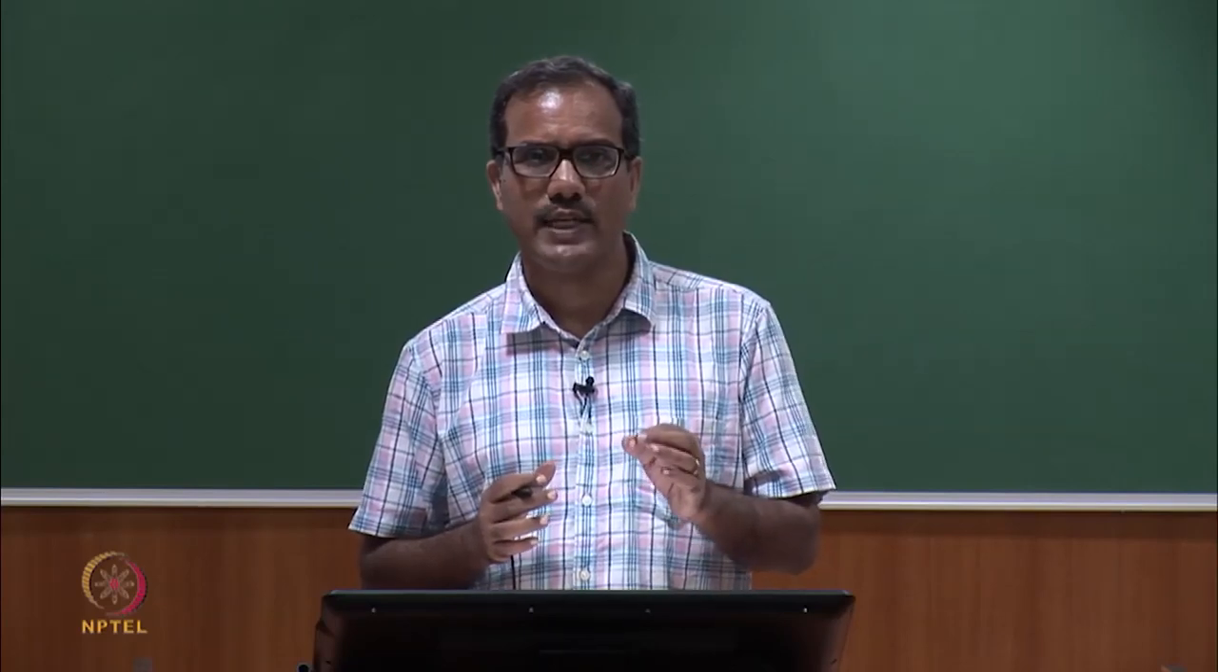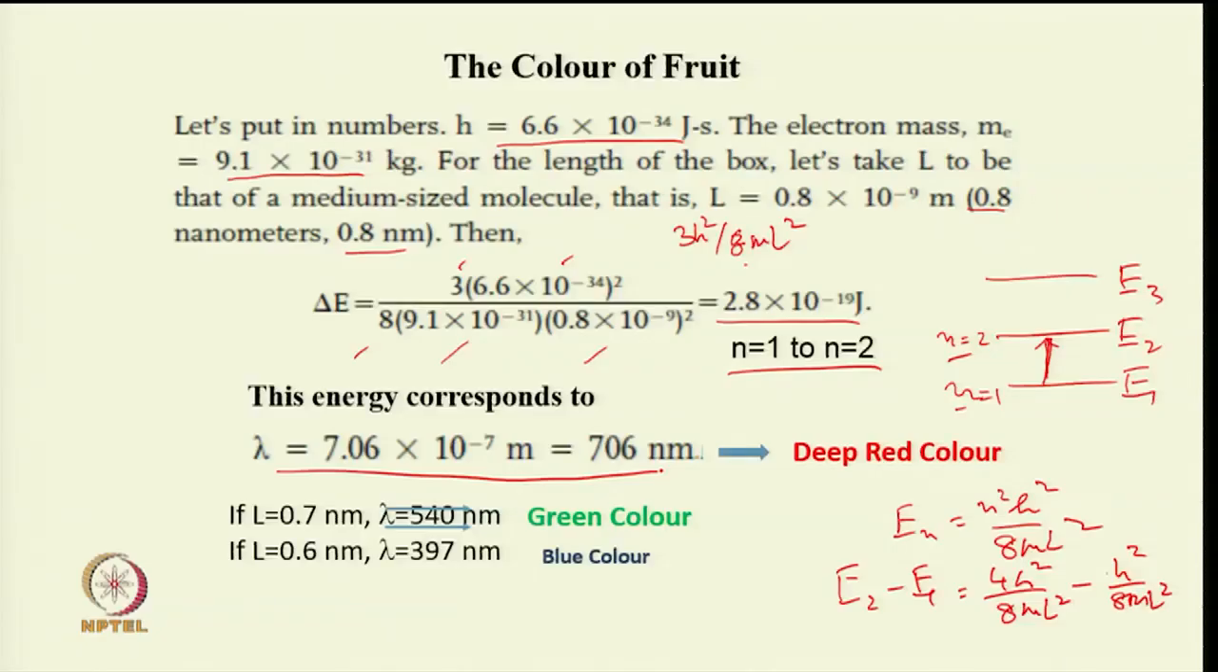So lambda for the transition between n equal to 1 to n equal to 2 when the length is 0.8 nanometer is 706 nanometer, which corresponds to deep red color. Now you can think of the same molecule but with a smaller length, for example L equal to 0.7 nanometer. In that case your lambda will be 540 nanometer, which corresponds to green color, and if L is equal to 0.6 nanometer then it will have blue color.